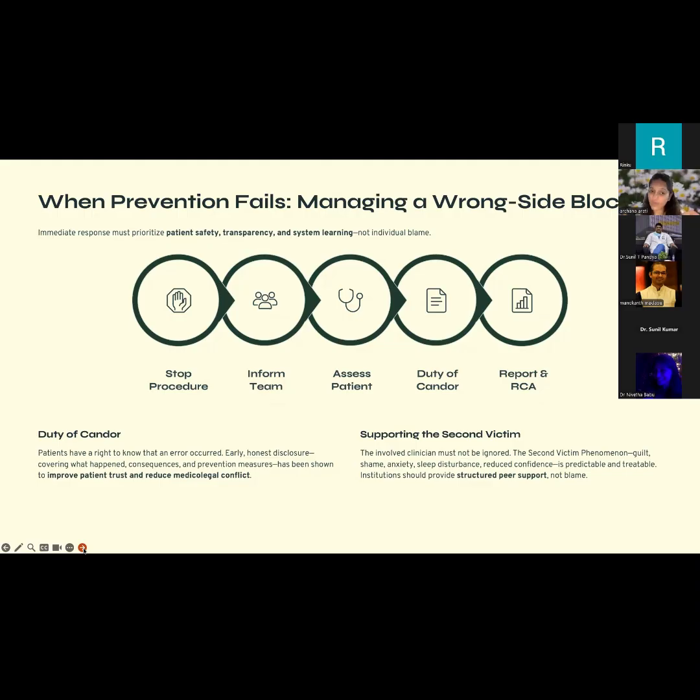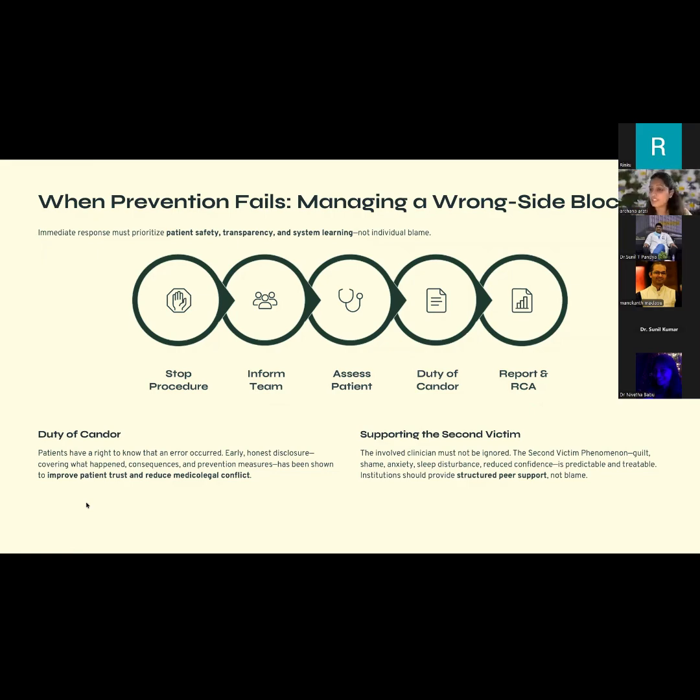And what you do, you have to inform the team, you have to assess the patient, and of course you have the duty of candor, wherein the patient has the right to know that when an error occurs, early honest disclosure covering what happened, the consequences, and prevention has been shown to improve patient trust and reduce medicolegal conflict. So we shouldn't just keep it hush hush for fear of legal implications. The most important way to deal with this is head on, being direct and upfront about it. And then of course, you have to report and do a root cause analysis and see how this could be prevented in the future.